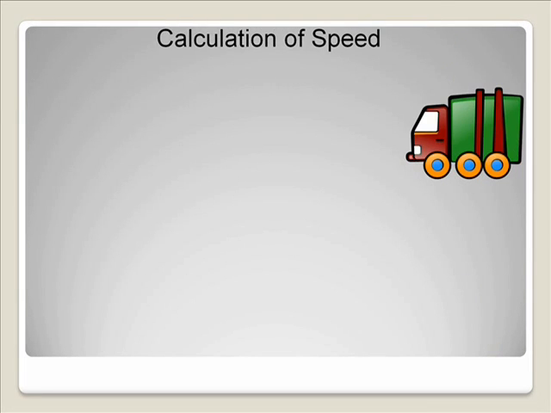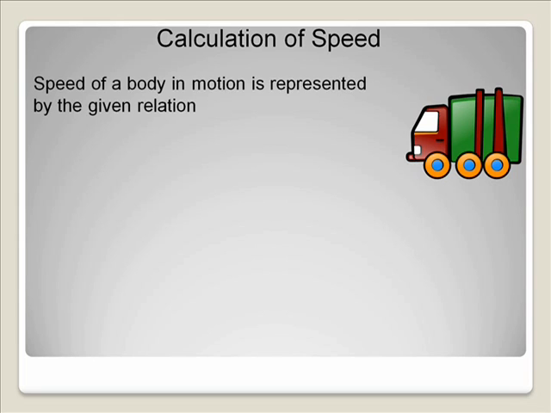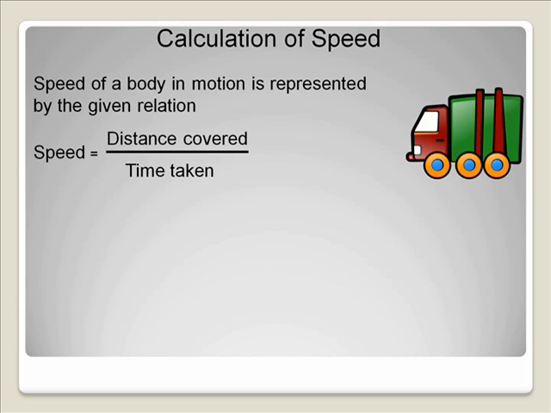Speed of a body in motion is represented by the given relation. Speed equals distance covered divided by the time taken. In the example of the toy truck, if we say that the distance covered equals 100 meters and the time taken equals 1 minute or 60 seconds, then speed can be calculated by the above relation and would be 100 meters divided by 60 seconds, equal to 1.67 meters per second.